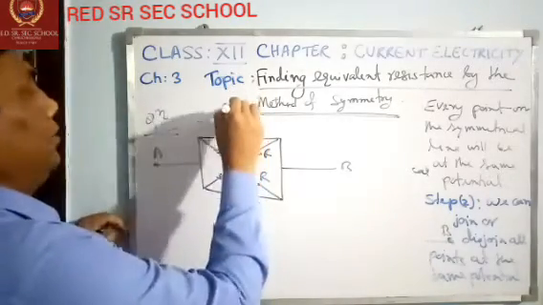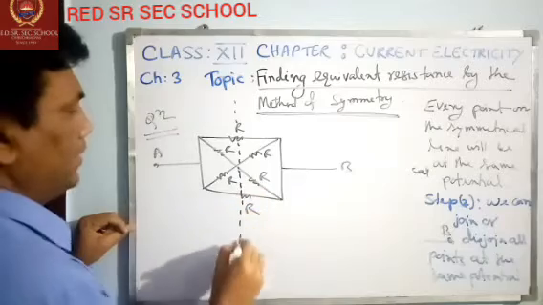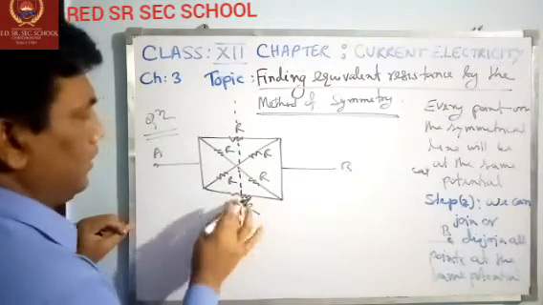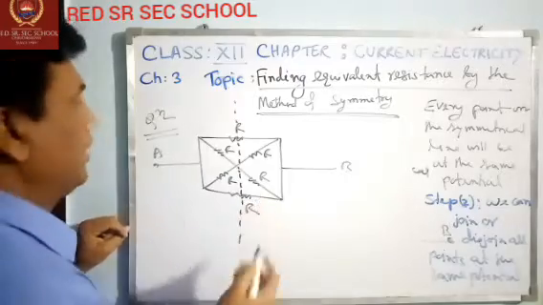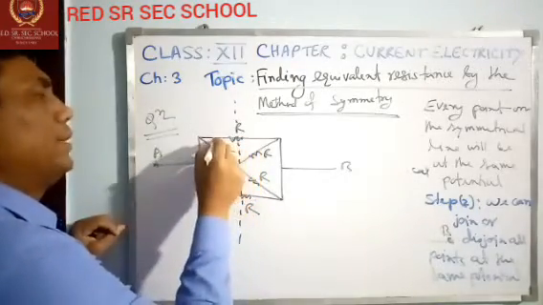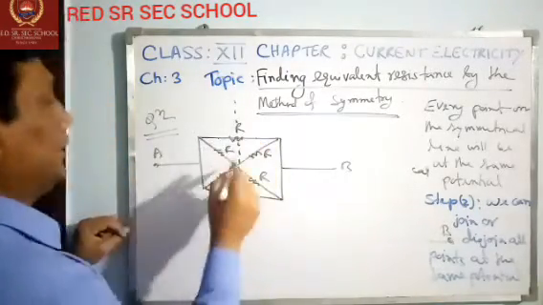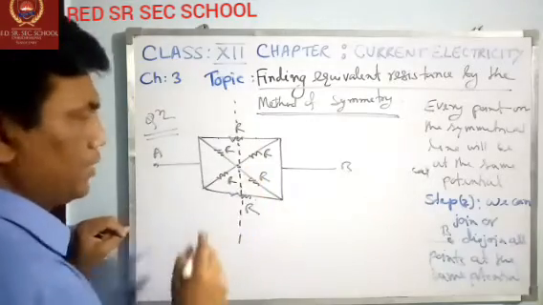Okay, it will be a symmetrical line. Left side it is R, it means R by 2 left side, R by 2 right side. This is also R, it means R by 2 left, R by 2 right. Now all the points are at the same potential.